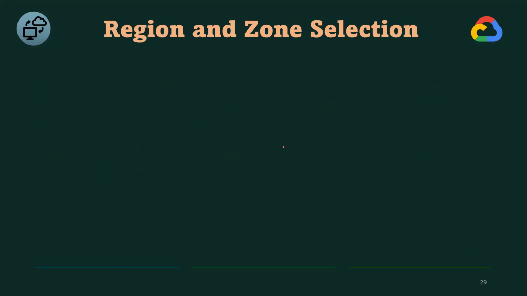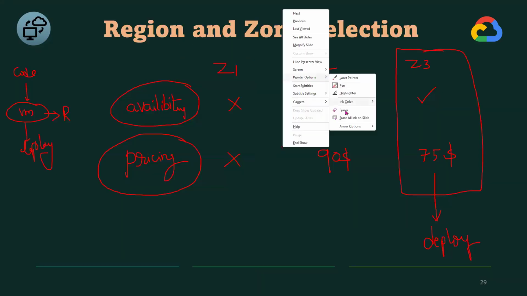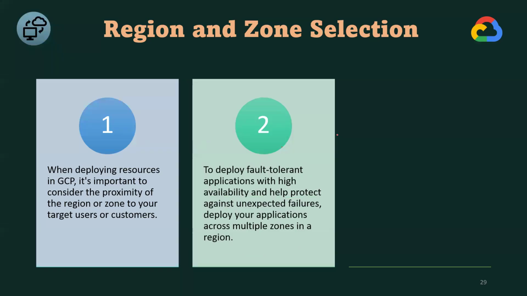Okay, so let us recap each point one by one. The first point says that whenever we are deploying resources in GCP, it is important to consider the proximity of the region or zone to your target users or customers. Try to deploy your resources near your target users. That's the first point. To avoid unexpected failures, try to deploy your application in multi-regions or multi-zones.